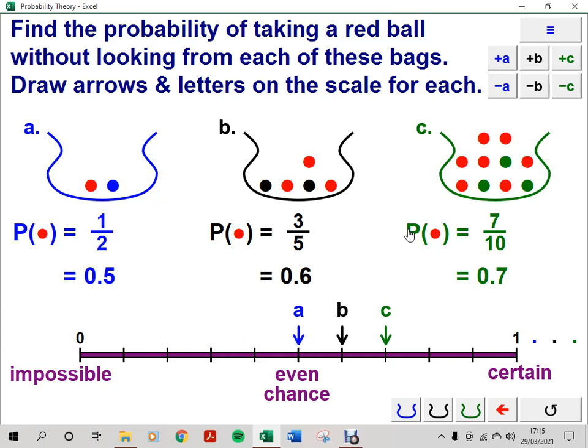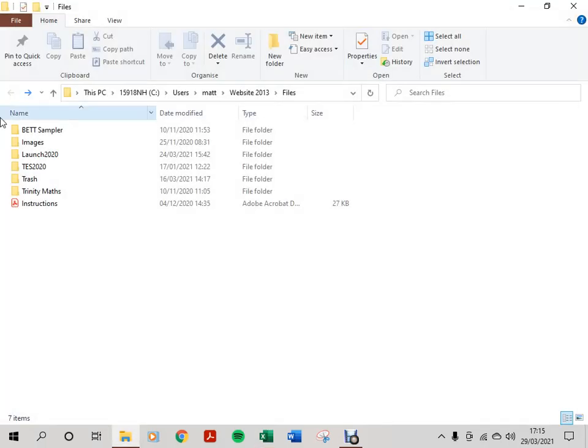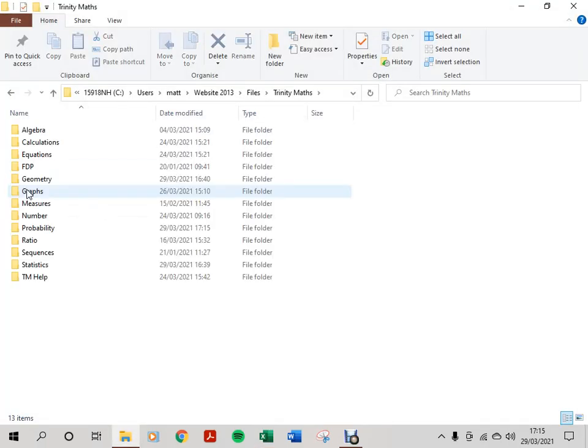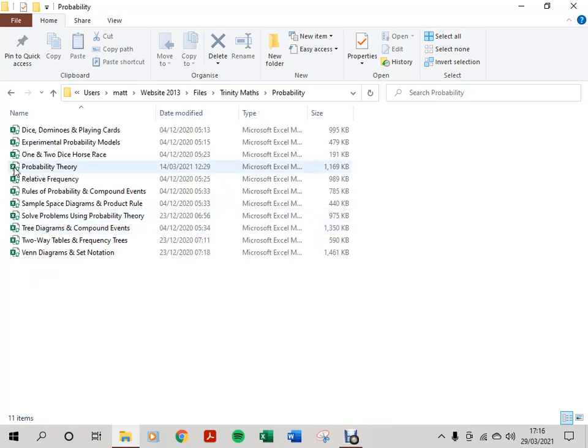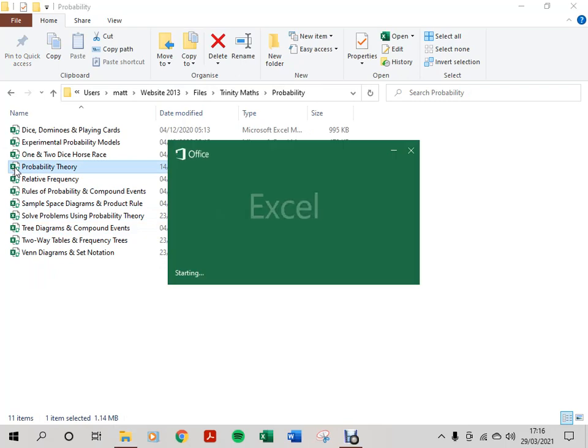Trinity Maths, Probability Theory. This is our destination. How do we get there? Close the Excel file. From Trinity Maths, select Probability, open Probability Theory.